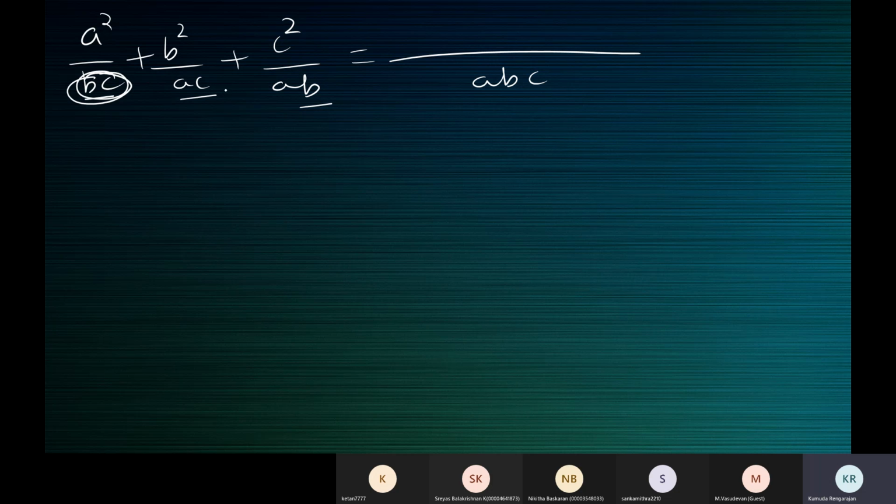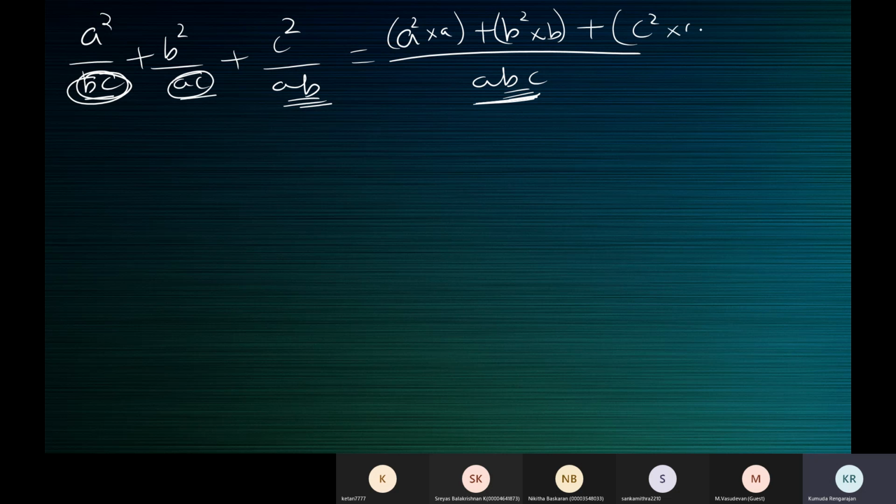Just like LCM, how do we work with the common denominator? So we have BC here, so multiply the numerator with A. A square into A. Plus, there's AC here in the denominator, but it's ABC, so we need to multiply B square with B. Similarly, there's AB here, but there's ABC here, so we need to multiply C square with C.